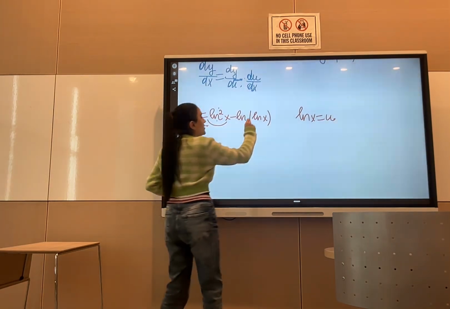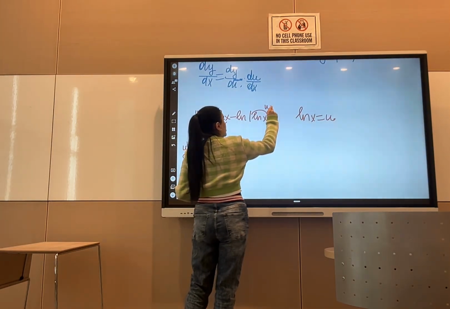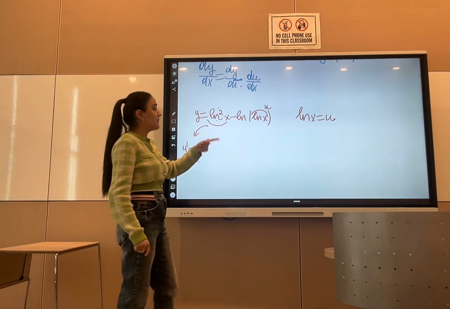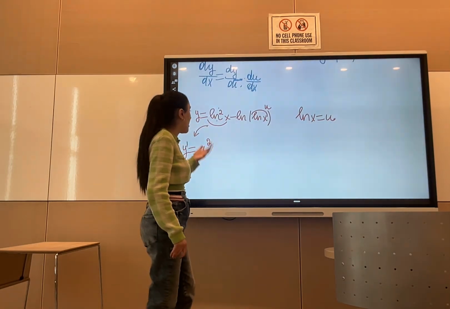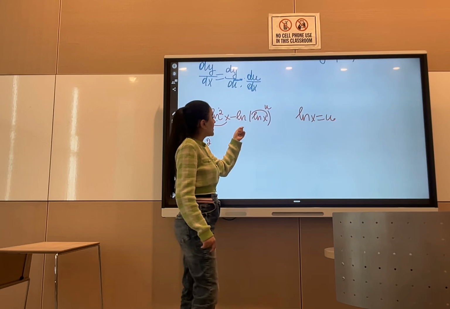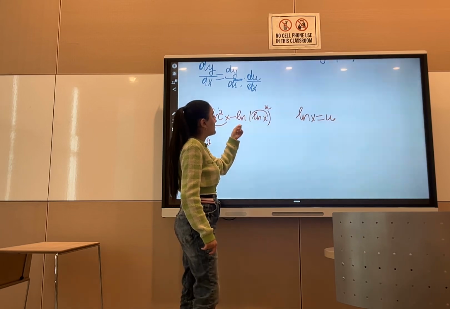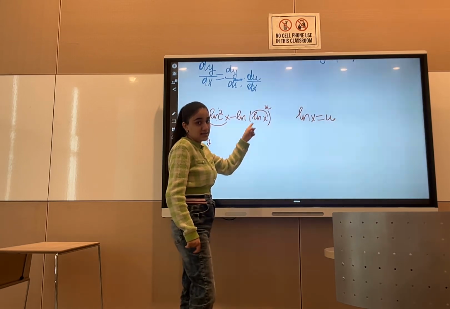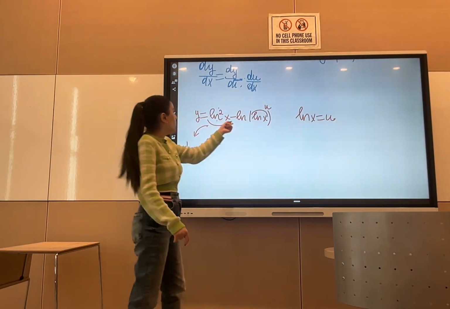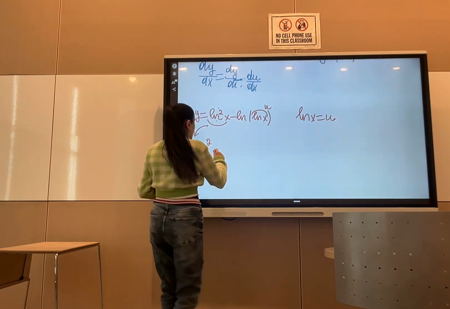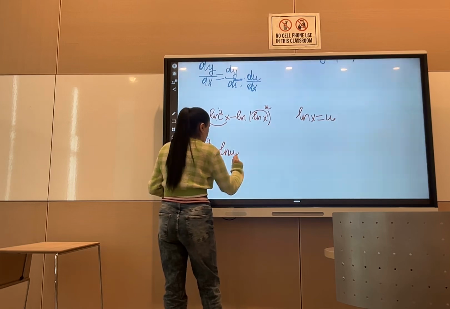And we can also show ln x as u here, because we know how to find the derivative of ln x, ln u, ln v, it doesn't matter, the variable doesn't matter. But we don't know how to find the derivative of ln of ln x. After learning the chain rule, we can find it. We write it as u square minus ln u.